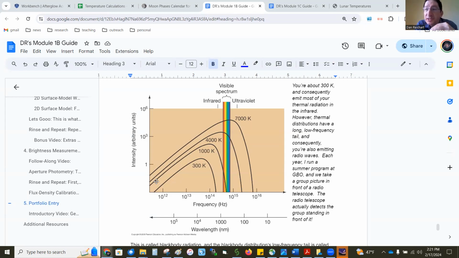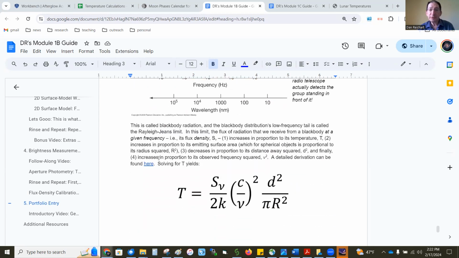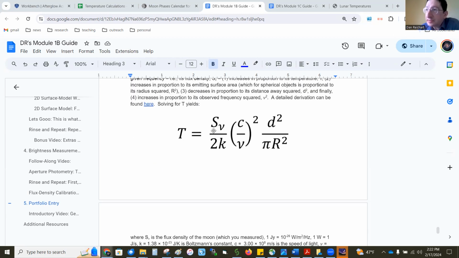And lastly, it depends on the frequency that you're looking at. Clearly, as you go to lower frequencies, there's less. You go to higher frequencies, there's more. Anyway, there's a derivation of this here, but you put it all together and solve for temperature, and you get this equation right here. So the temperature of the body depends upon the flux that we see.